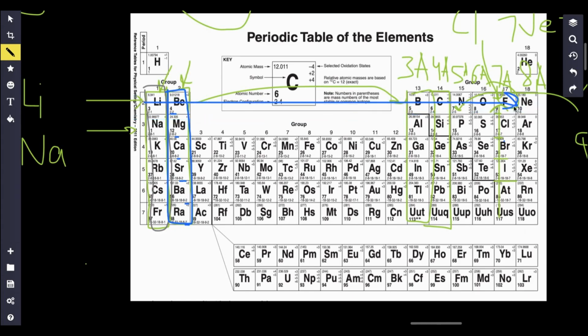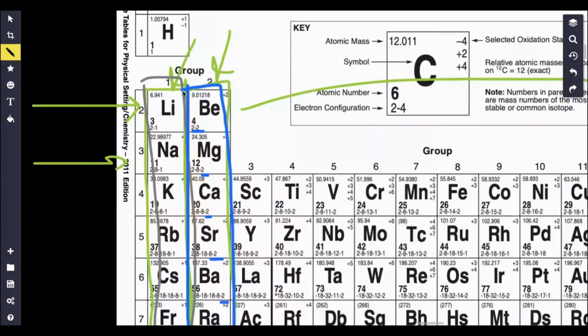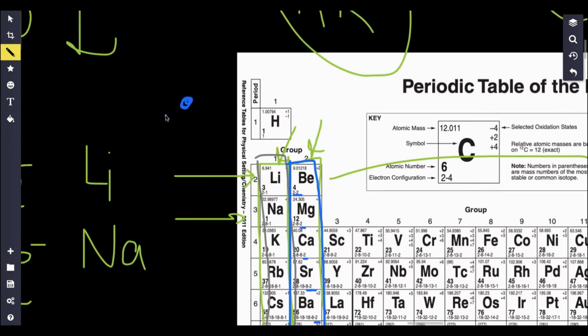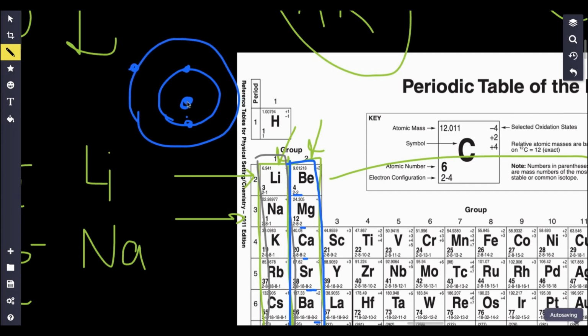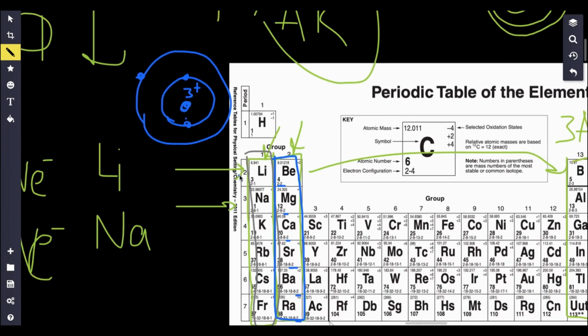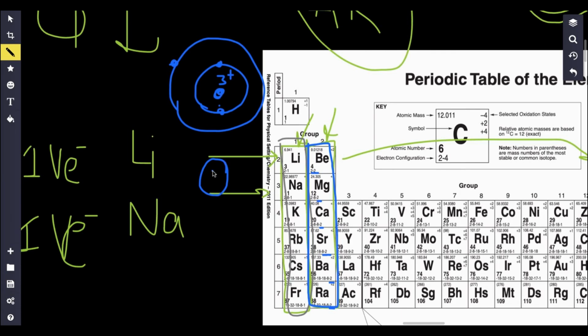Now, as you go from left to right in a period, what actually happens is that the atom gets smaller. Because let's say we were looking at an atom of lithium. Lithium has 2 electrons in the first shell and 1 electron in the valence shell. That's fine. But the thing about lithium is that it only has 3 protons. If we compare it to beryllium, well, beryllium has 4 protons.